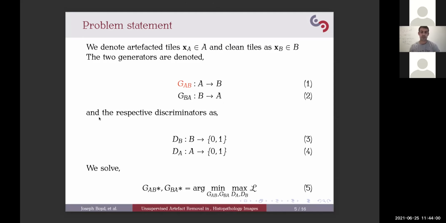A little more formally, we have these 2 domains: the domain A of artifacted images and the domain B of clean tiles. And then we have, in the usual way, 2 generators. The important one, highlighted here in red, is the AB generator, that is to say the generator mapping from the artifacted domain to the clean domain. That is, in essence, the artifact removal system.